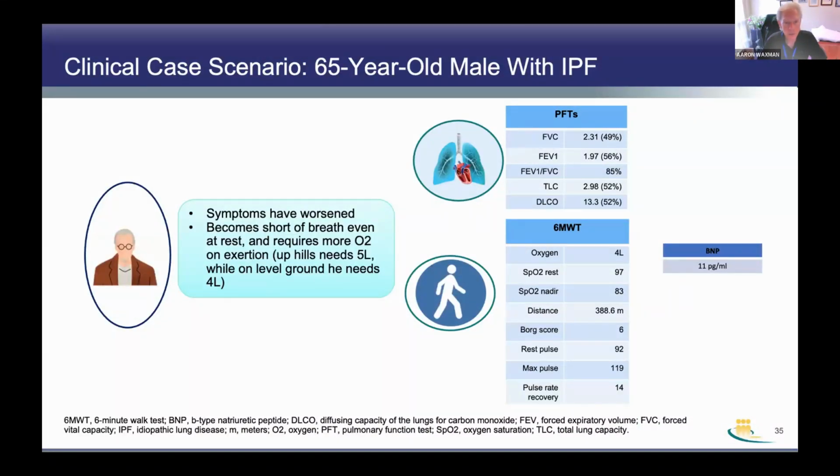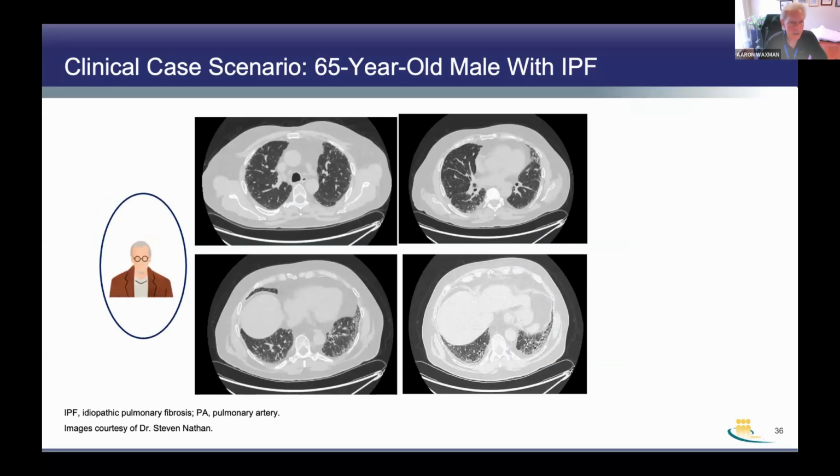You can see his 6-minute walk test there on 4 liters nasal cannula, sats at rest 97, dropping to 83 as he exerts himself. His Borg scale is at 6, so a little higher than our last patient. And you can see his BNP is actually well within normal range. This is his CT scan, which shows a UIP pattern.